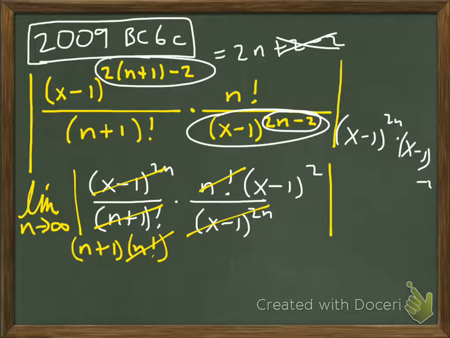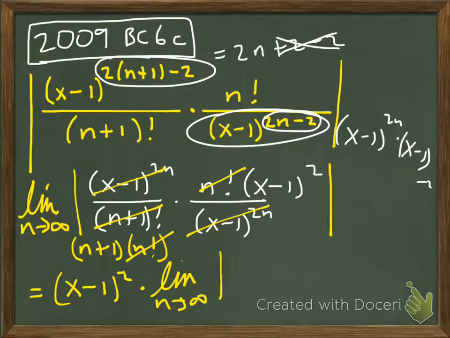Okay, and the x minus 1 squared, let's bring that down here, and we write equals x minus 1 squared, in absolute value bars. It's always going to be positive or 0. And then multiply that by the limit as n approaches infinity of 1 over n plus 1. Well, that's x minus 1 squared times 0. Well, that's 0. That's always less than 1.